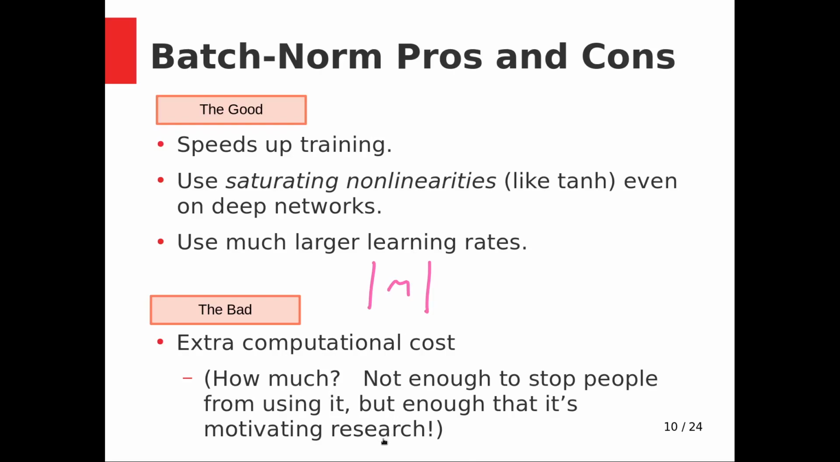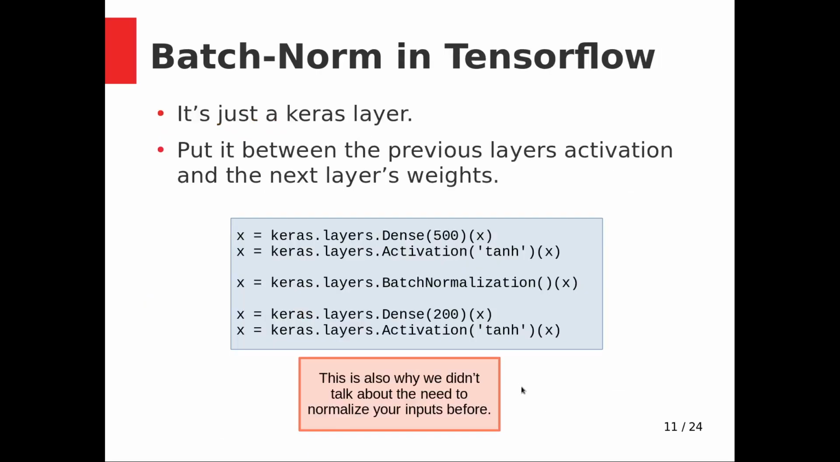It doesn't swamp all of the benefits of batch norm, so people still do it, but it is expensive enough that I have seen people sort of talk excitedly in papers about ways to get the benefits of batch norm without having to do this, right? It's expensive enough that people have been motivated to try to find a way around it, right? And I know that is not an incredibly scientific way to talk about the cost here. I apologize. But yeah, how expensive? Not enough to stop people from using batch norm, but enough that they care about finding a way around it.